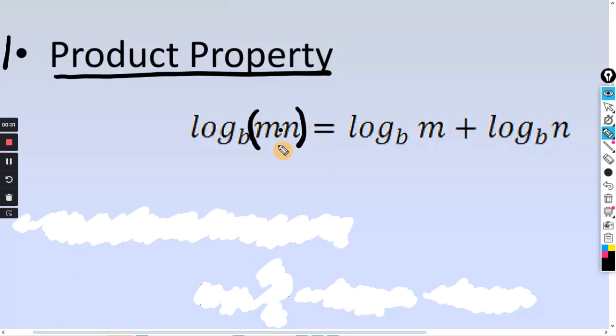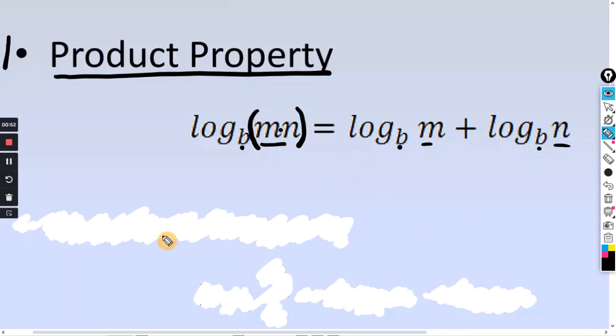And what you can do with the m times n is break it up into log base b of m plus log base b of n. All right, so the bases on all the logs matched, they are all log base b, and the argument m times n gets broken up into m plus n.